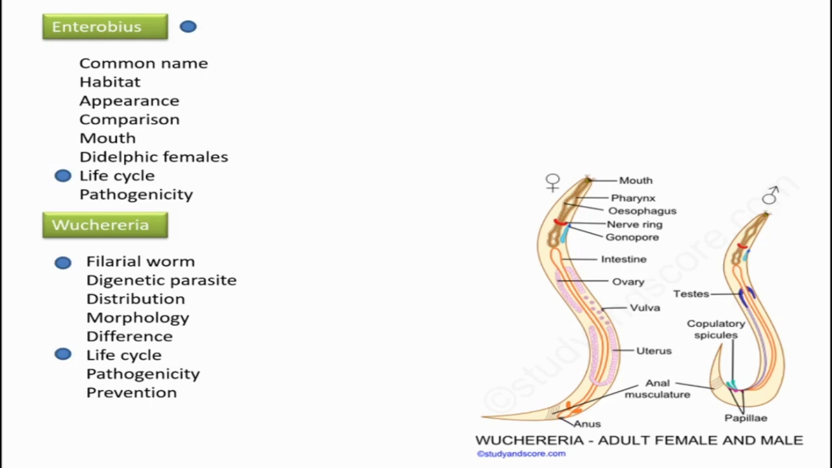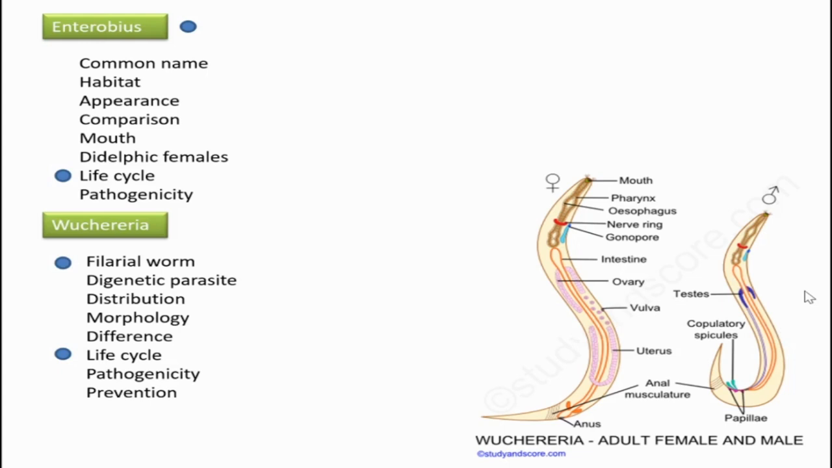It is a digenetic parasite. Digenetic parasite means two hosts are there. Man is the definitive host and mosquitoes are the intermediate host. Okay. Then distribution: it is usually found in tropical areas. Morphology: we can see it's thread-like. Sexual dimorphism is present here.